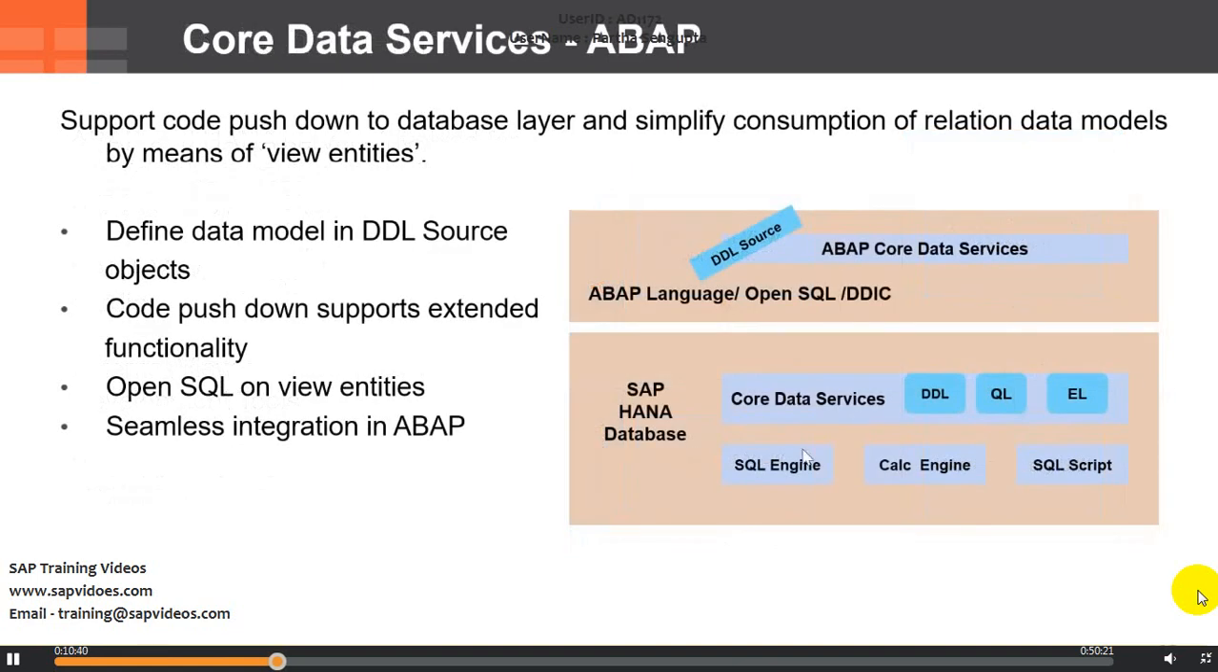The HANA database supports the SQL engine, calculation engine, and SQL script. So your HANA attribute views, analytical views, and calculation views can be consumed in ABAP as well. Through CDS views, all SQL script stored procedures can also be consumed here. So, core data services, as we already saw in the previous slide, support data definition language, query language, and expression language as well.